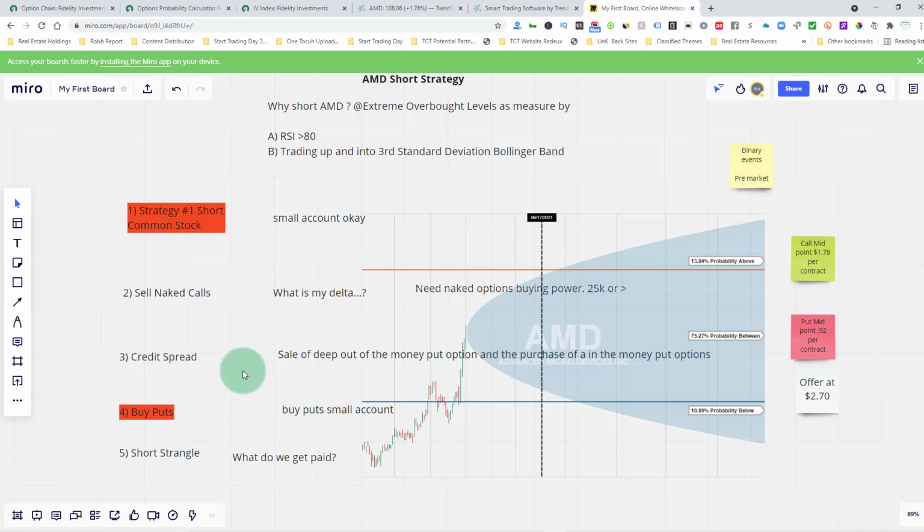A credit spread. That is where you sell a deep out of the money put option to help finance the purchase of an in the money put option. This is an attractive strategy. But again, I'm going to say no to this. Let's go to the reasons why I'm saying no to these three strategies.